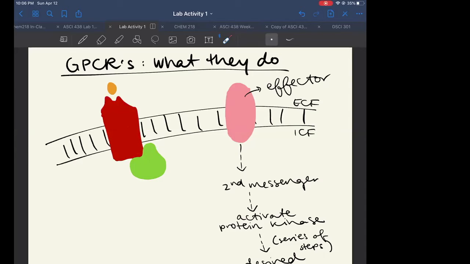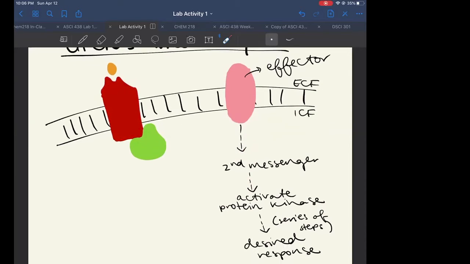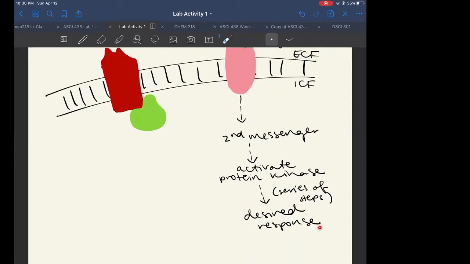The effector protein is then able to produce that second messenger. And this second messenger often is involved in activating protein kinases, which, through a series of steps, can lead to a desired response in the cell. So that was a pretty vague illustration, but we'll continue to get more in depth as we go.